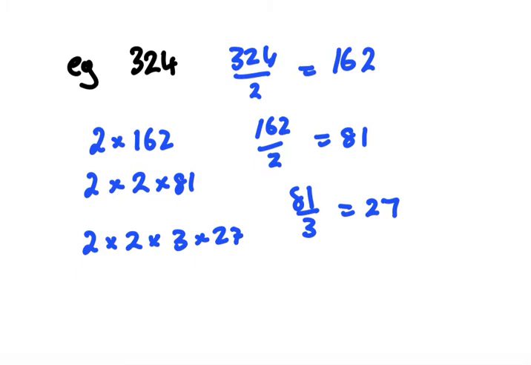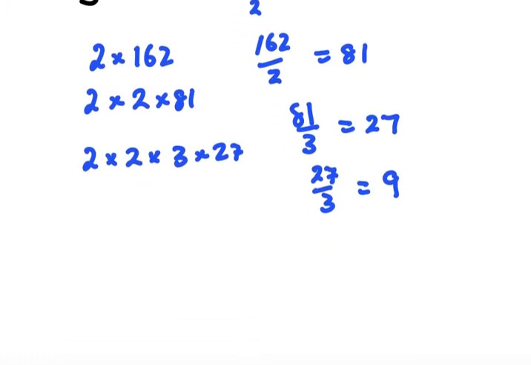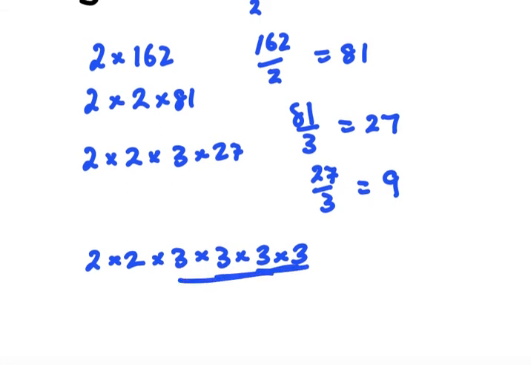27 is not prime, so I can go 27 divided by 3. That gives me 9. And I know 9 is made up of 3 times 3. So what is this? It is 2 times 2 times 3 times 3 times 3 times 3. 3 3s are 9. Times 3 is 27. Times 3 is 81. Double 81, and you get 162. Double that, 324. So we could also write that as 2 to the power of 2 times 3 to the power of 4. So that's how we write numbers as products of primes.